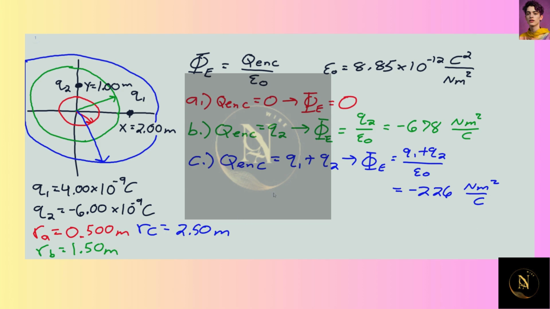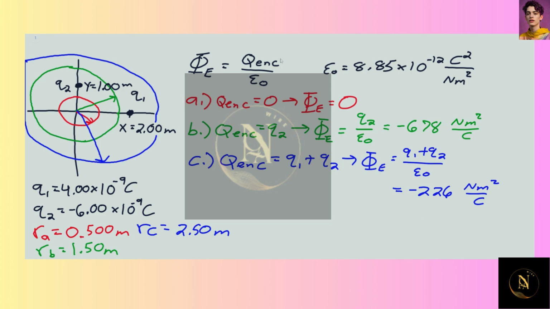So we see the net flux then depends only on the net charge that's enclosed by the surface, and it's not affected by any charges outside of the enclosed surface. So even though in part A Q1 and Q2 are outside, they don't contribute to the net flux going through the surface. Only whatever charge is enclosed within the surface that we're interested in.